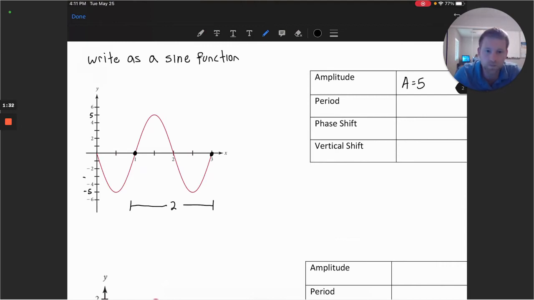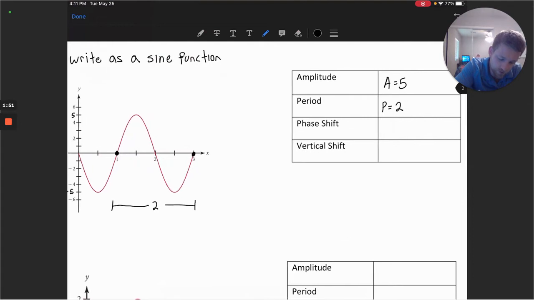If I consider the period, we just said that there's 2 units of length that we go through. So our period is equal to 2. And so our B value, if period is equal to 2, then that means 2 is equal to 2 pi over B. And so that would force B to be equal to pi. So B has to be pi in this equation.